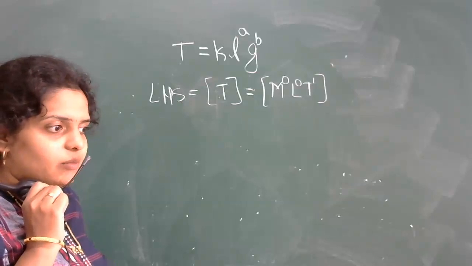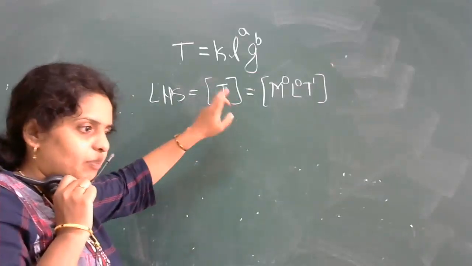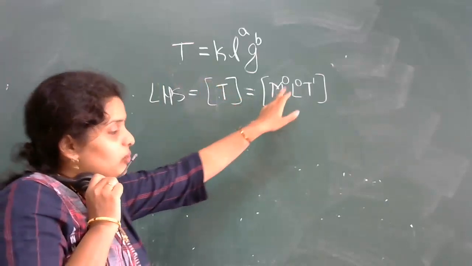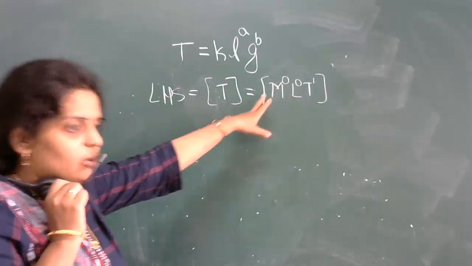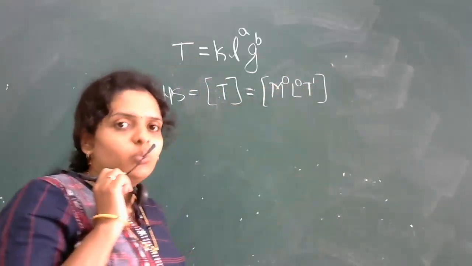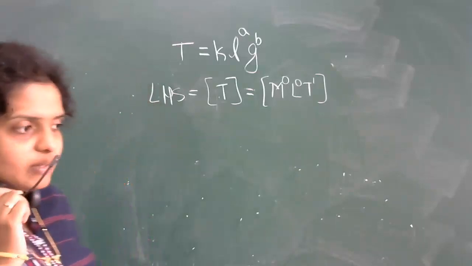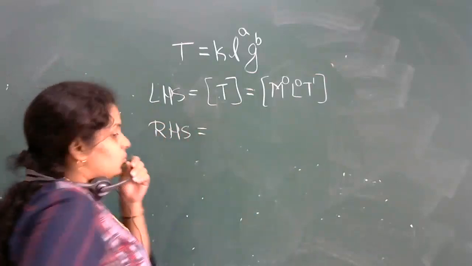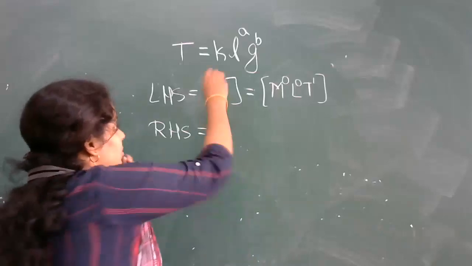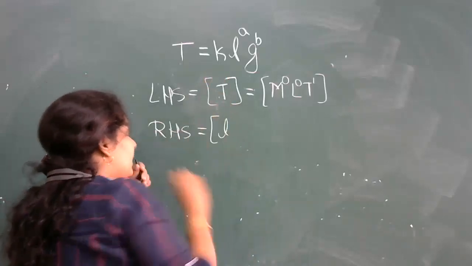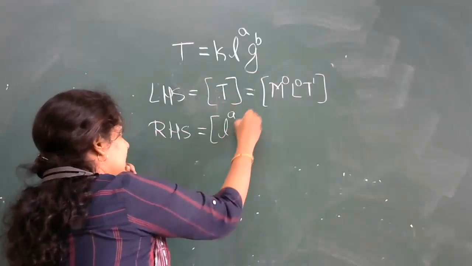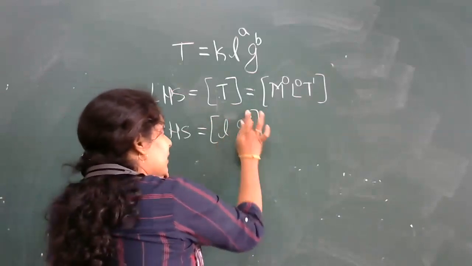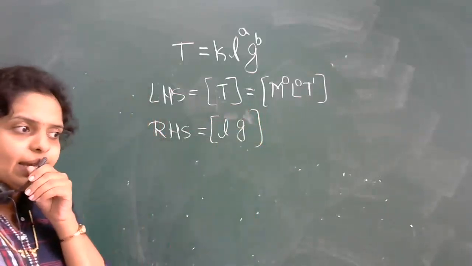I hope you understand why I have written it like this, because in time period T, time is a fundamental quantity. No need to convert this. So here M to the power 0 will come, L to the power 0, but T to the power 1 you will get. I hope you know this concept. Already we have seen many examples. Similarly, RHS, what will you write? RHS depends on L to the power A, G to the power B. Here I don't consider A and B, because we are calculating those A and B.